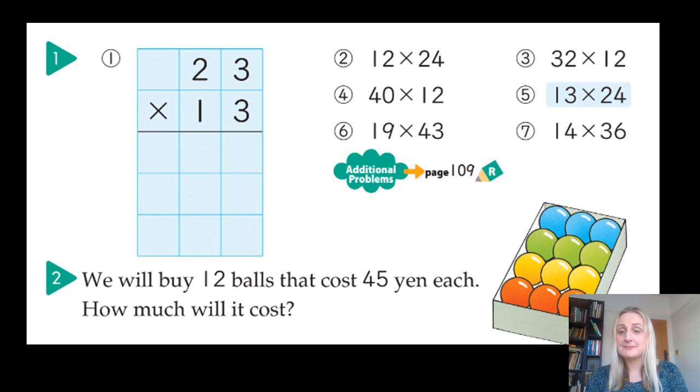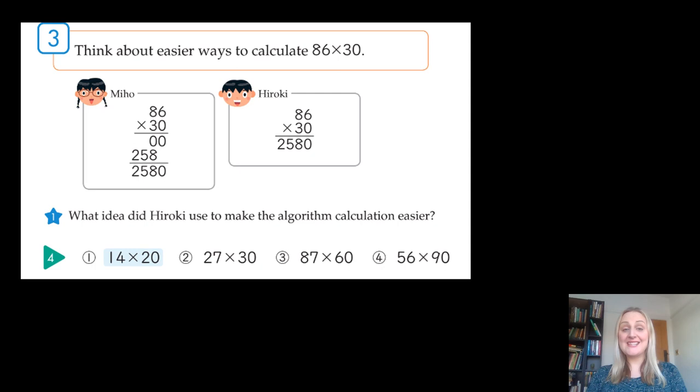Now the next question in that same exercise is thinking about 86 times 30. And you can see they have two different methods laid out there. They have one where they've stuck with the algorithm, which says do the ones row and then do the tens row. So their ones row has just got zeros in, and then they've got the tens row with the 258. And then the other method says, well, we haven't got anything in our ones row, so we don't need a ones row in our partial products. We can just go ahead with the multiplying by 30, which means putting a zero in that first column and then multiplying by 3. So the question is, what idea did the boy use to make the algorithm easier to calculate?